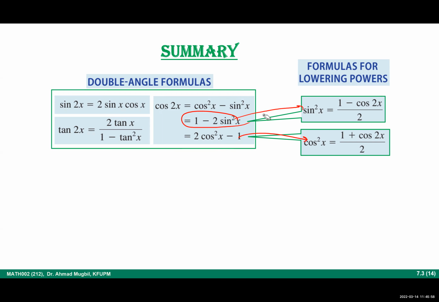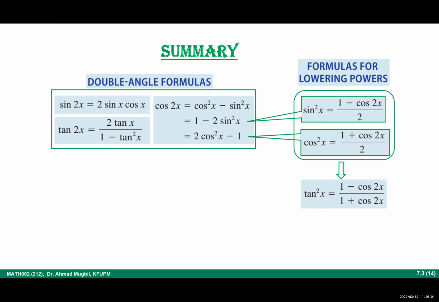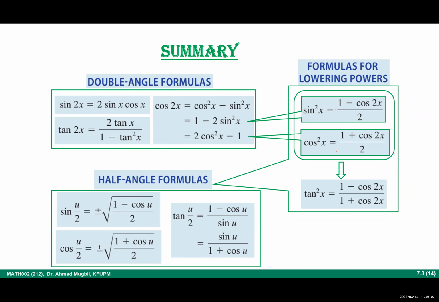Now, from this you can have tan squared. Just divide this by this. And from these lowering formulas, you get the half angle formulas. How to do that? Just replace x by u over 2 and take the square root. You will get this. So it is easy to make a connection between them.